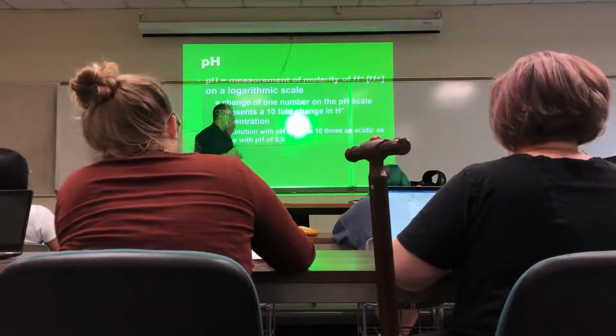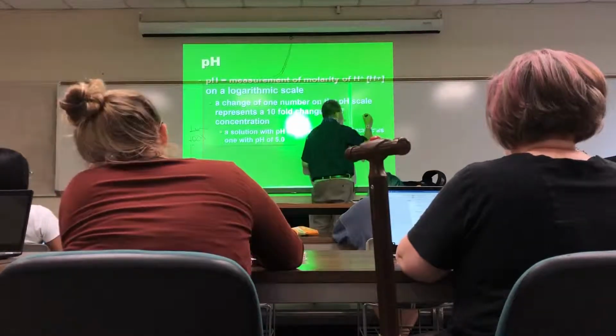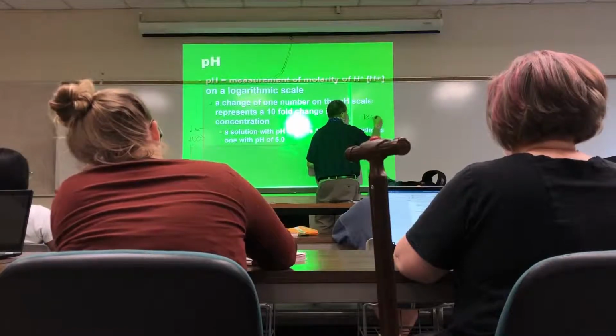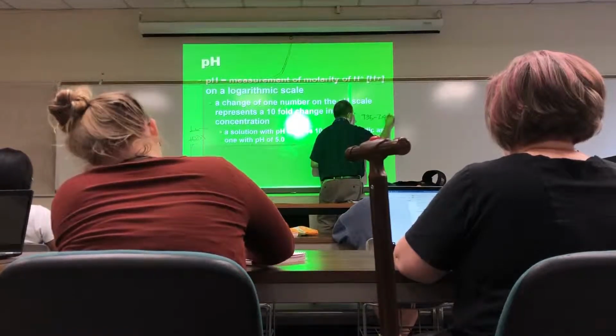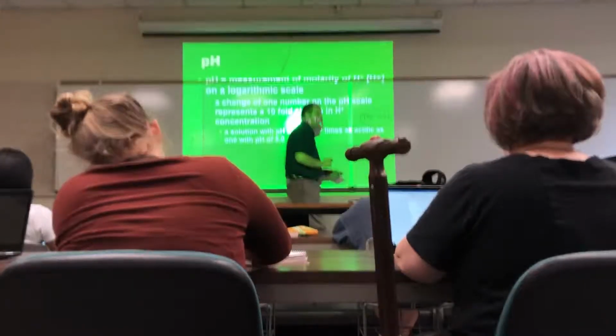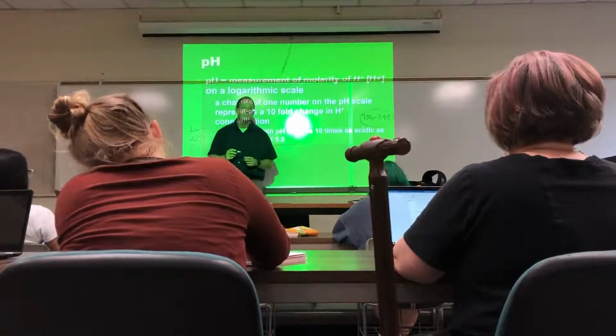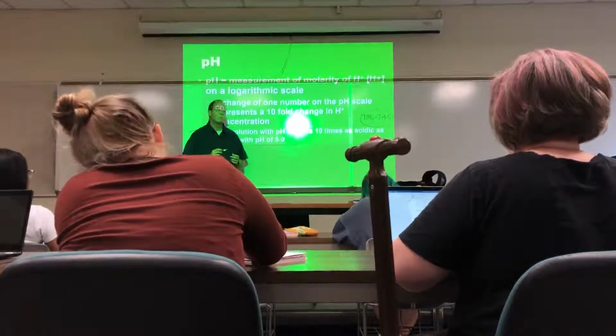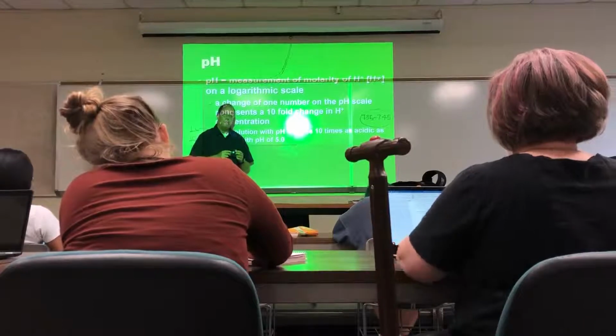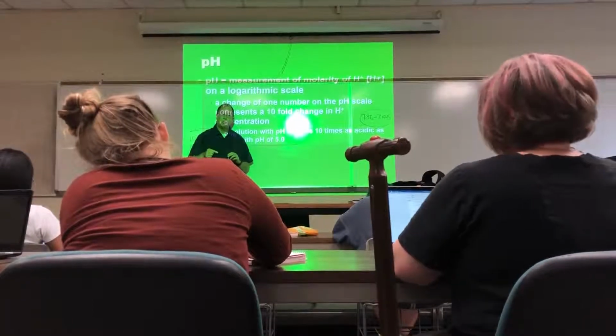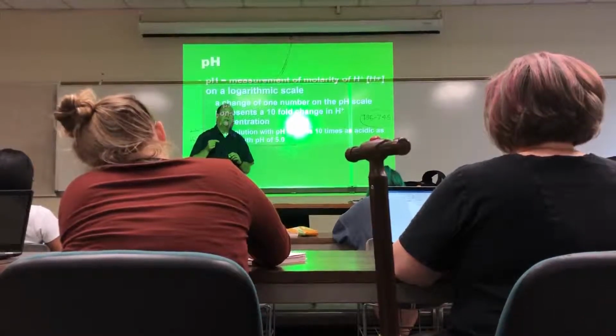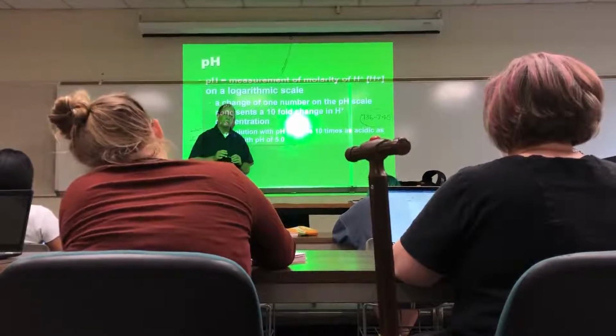That's why, hopefully you appreciate this, when we look at blood, we're saying that the range of pH of blood is this. Now we know why it's that specific. Because if we have any changes in pH, it's a dramatic change or shift in the cell.